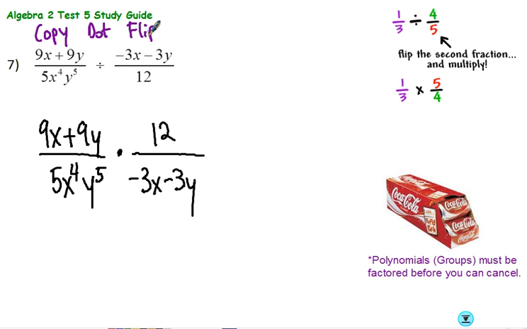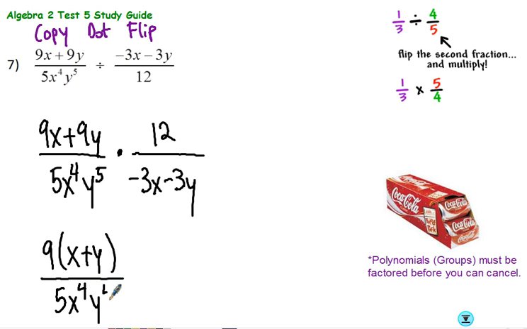And so let's see what we can do here. Now, these are groups, so they need to be factored first. So let's see what we can do about factoring those. What do they have in common? Well, it looks like they both have a 9 in common. So let's factor out a 9. What would be left over would be an x plus y. The bottom there, not a group, does not need to be factored. 12, not a group either, does not need to be factored.